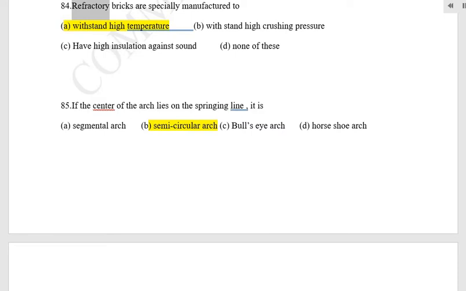84. Refractory bricks are specially manufactured to A. Withstand high temperature, B. Withstand high crushing pressure, C. Have high insulation against sound, D. None of these. 85. If the center of the arch lies on the springing line, it is A. Segmental arch, B. Semicircular arch, C. Bullseye arch, D. Horseshoe arch.